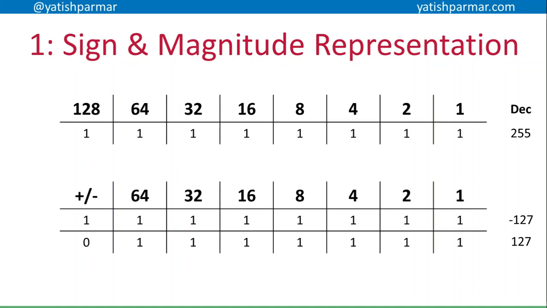So if I want to store minus 127, I'm going to have 64, 32, 16, 8, 4, 2, 1, all added together gives me 127, but the sign at the beginning of the number indicates that this is a negative number. Similarly, if I want to store 127, I will still have 64 plus 32 plus 16, etc., but this time the most significant bit is 0, indicating this is a positive number.